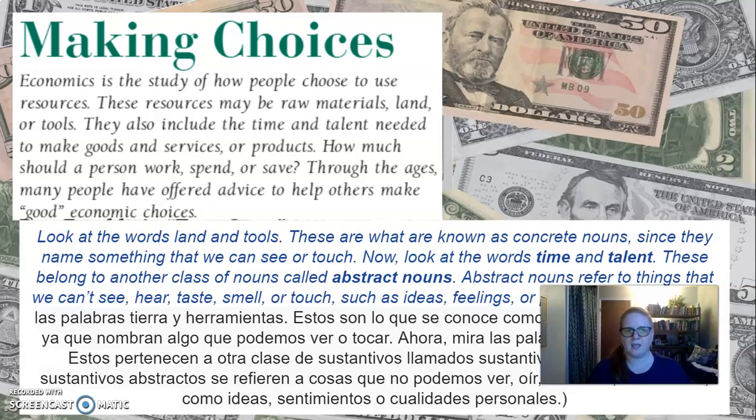Same goes for time. I'm running out of time. I don't have time. Time in that sentence is used as a noun. We can take time, but we can't see it, we can't hear it, we can't taste it, smell it, or touch it. So those are two really good examples of how we use those nouns in a sentence, but we can't actually touch them or feel them. And so those are called abstract nouns.